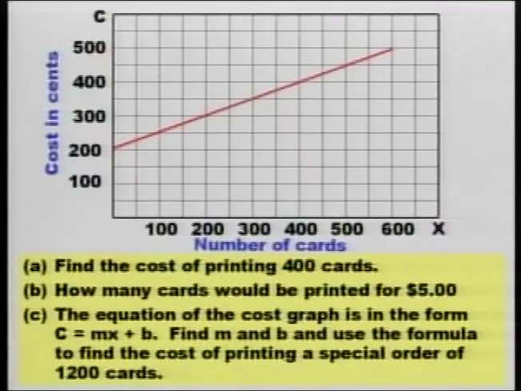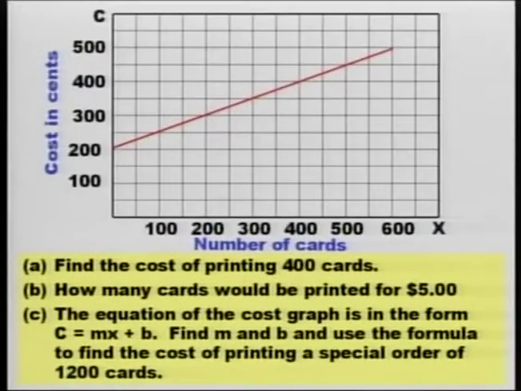The equation of the cost graph is in the form C equals mx plus b. X represents the number of cards and C represents the cost. Find M and B and use the formula to find the cost of printing a special order of 1,200 cards. Hekoi, what is the equation of the line?